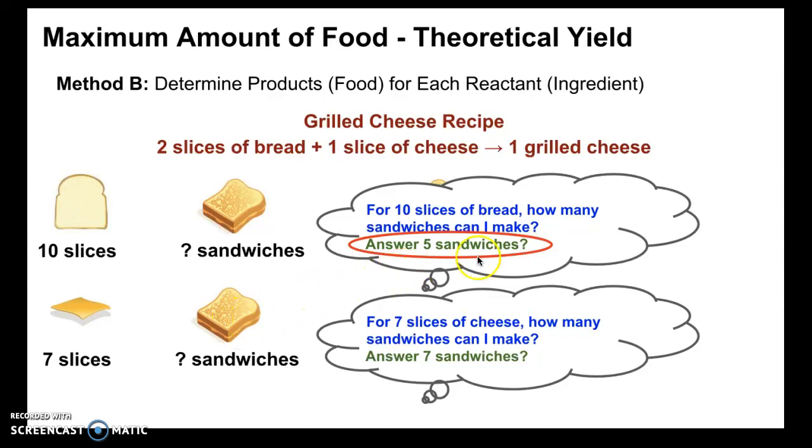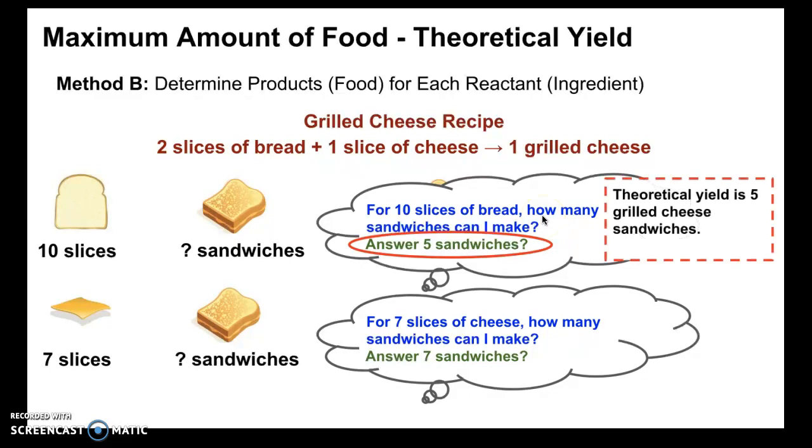And so we chose the one with the smallest amount of sandwiches or food we can make, because we can't make more than we have, right? We're going to run out of the bread before we can make 2 additional sandwiches. So that tells us what our limiting reagent was. But this answer, the 5 sandwiches that we can make, that's actually our theoretical yield. So the theoretical yield here is 5 grilled cheese sandwiches.